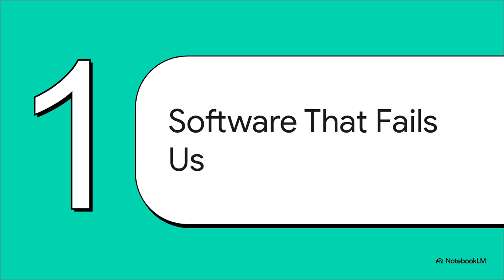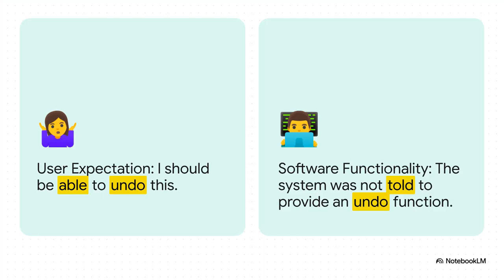Software that fails us. Why does this happen? Why is there so often this huge disconnect between what we want and what the software actually does? You know, it really just boils down to assumptions. The user and the developer are basically living in two completely different worlds. A user just assumes something like an undo button is a given. Of course it should be there.